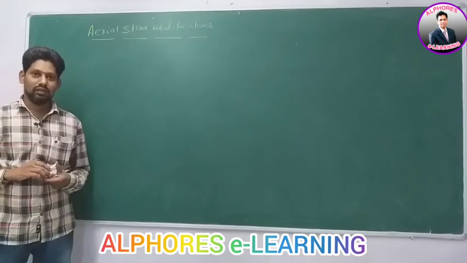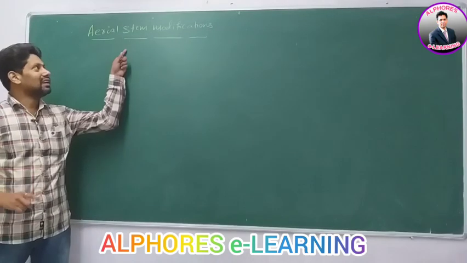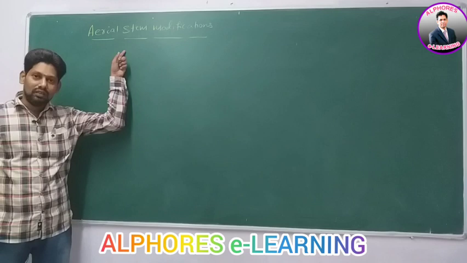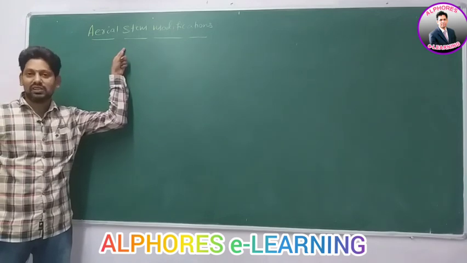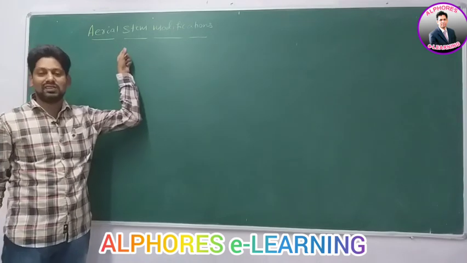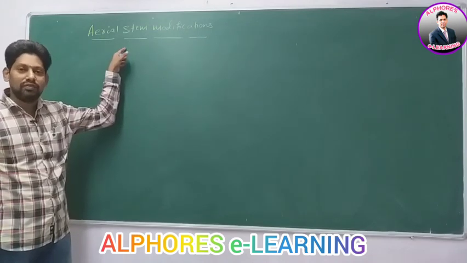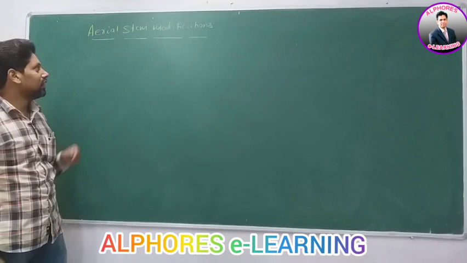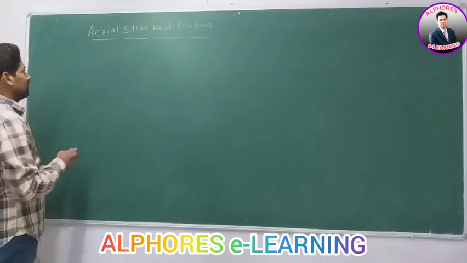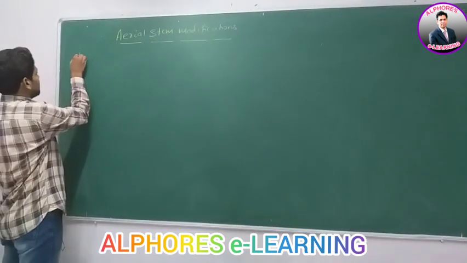Good morning, students. We are discussing aerial stem modifications, right? In aerial stem modifications, we completed stem tendrils, thorns, hooks, and phylloclade. Now we are going for the last one, that is number 5, bulbils.